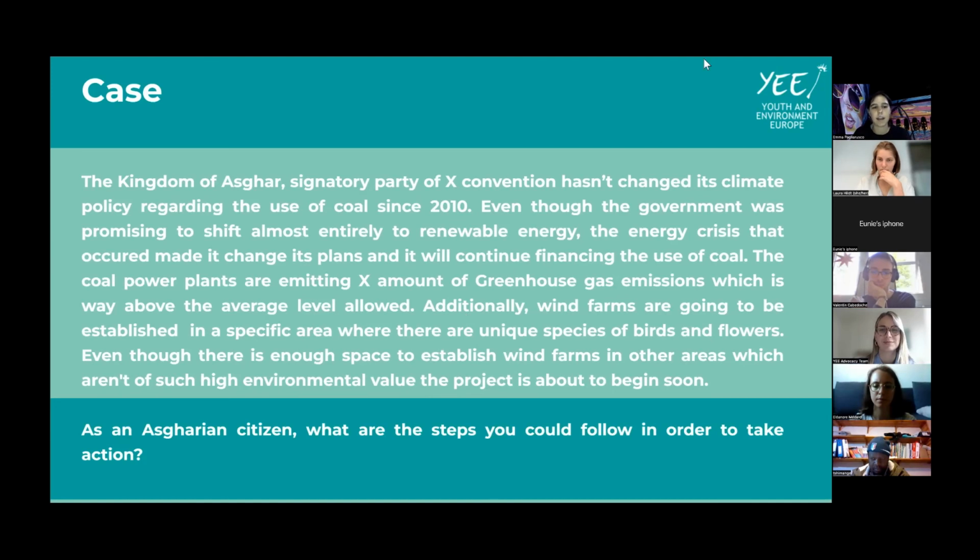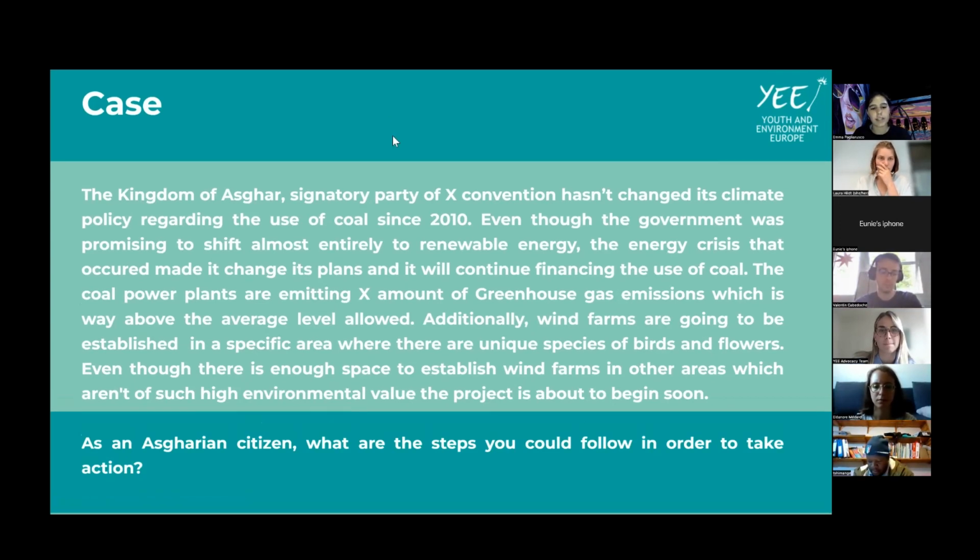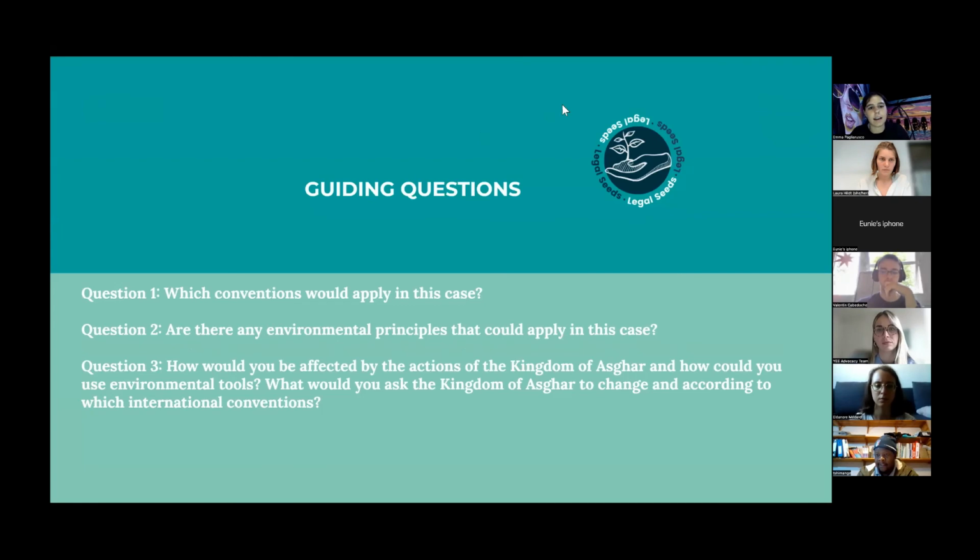In this given scenario, you're asked, as a citizen of that state, which steps you would follow in order to take action against this measure, against this action from the state. We suggest you go through the conventions and declaration that Agnes and Laura have just explained, and explain which, in your opinion, you would use in order to exercise your rights and protect the environment.